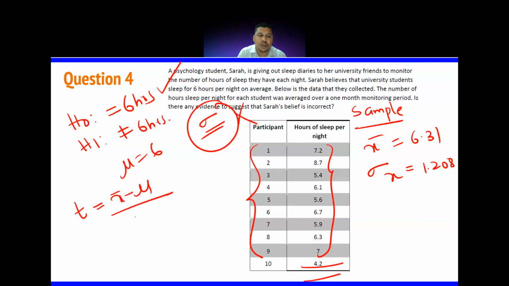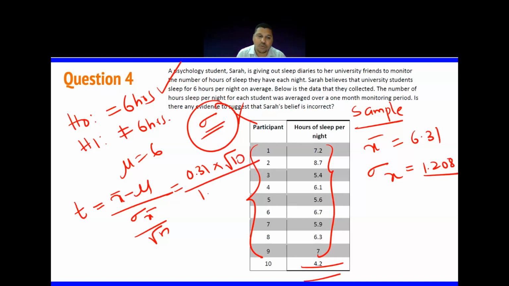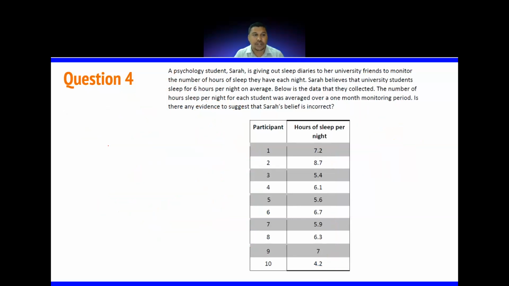So t equals X bar minus mu, divided by sigma X bar over the square root of the sample size. X bar is 6.31 minus 6, which is 0.31, and the square root of n goes on top. So the square root of 13, no, 10, right? 10 people, the sample size is 10, divided by sigma X bar, that is 1.208. If you calculate this t value, it is around 0.8115. So the t calculated by this equation is 0.8115.